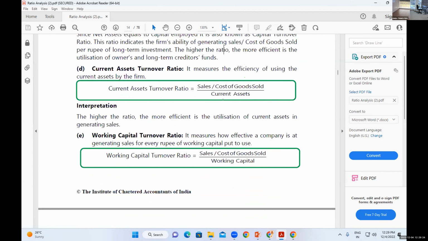Next, current asset turnover. Same logic. Instead of fixed asset, net asset or total asset, you take only current asset and compare it with sales. What is the efficiency of current asset towards sales? 1 rupee of current asset is generating how much amount of sales, that we are measuring here. Okay. What is the interpretation?